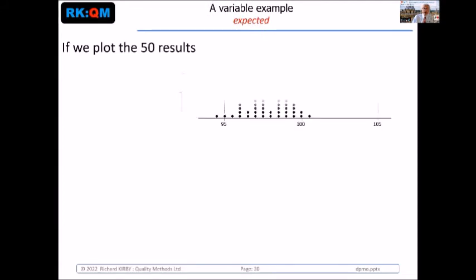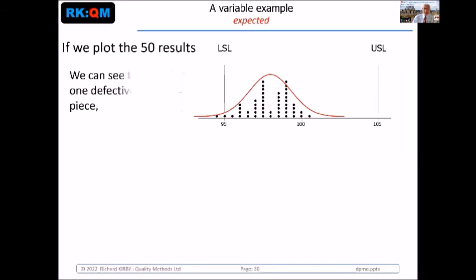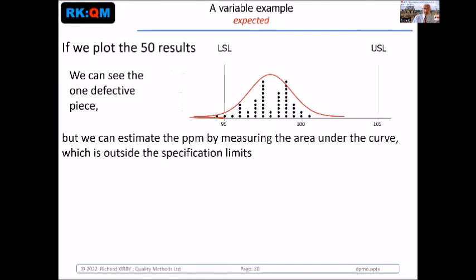Let's take those 50 samples again, 50 results, and plot them, and then fit a distribution curve. You can see the defective piece there, which we can also predict the ppm by measuring the area under the curve below and outside the spec limit. If the total area under the curve is 1, the area to the left of the lower spec limit is 0.0141, or 14,100 ppm.